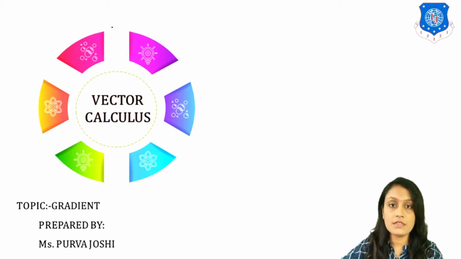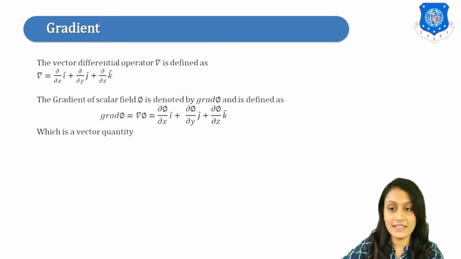Today we are going to discuss a new chapter, that is vector calculus. Let's begin with the first topic, that is gradient. Now, the vector differential operator del is defined as del equals del by del x of i plus del by del y of j plus del by del z of k. We will define a differential operator del in this way.